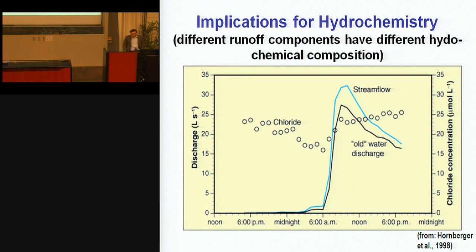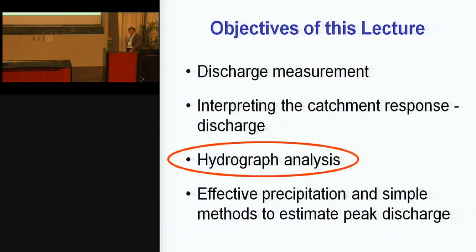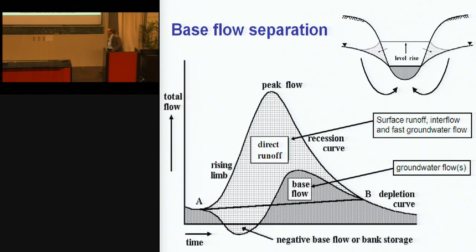Good. Now I go to hydrograph analysis a little bit. Here you see another hydrograph with two separations. The one is called, we have here point A.